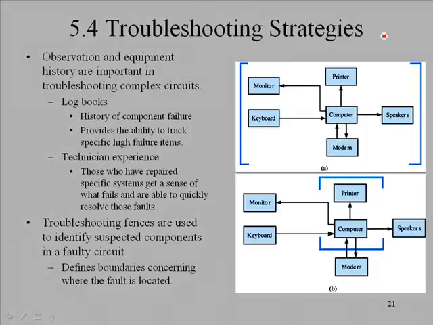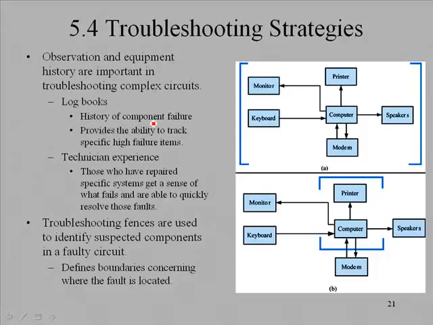We are in section 5.4, Troubleshooting Strategies. Observation and equipment history are important in troubleshooting complex circuits. And there's a couple things that can be looked at. First of all, I'll mention logbooks.